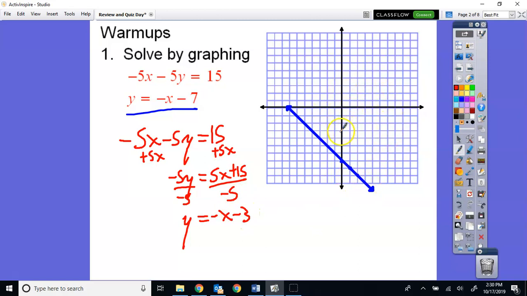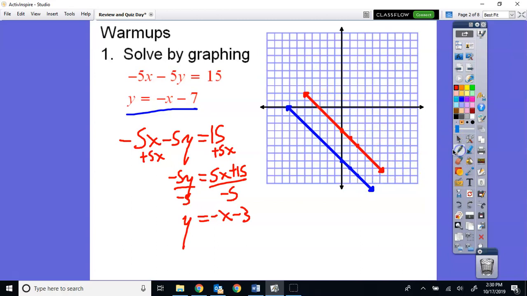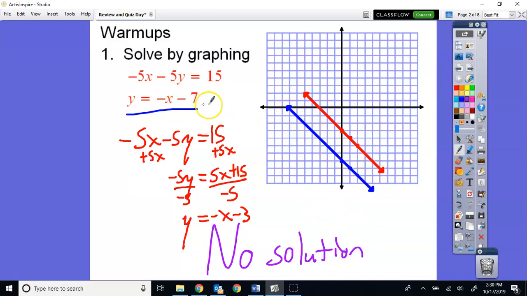So notice on that one, you begin at -3, and then you move down 1 over 1, and that gives you the same slope and a different y-intercept, so that gives you two lines that are parallel to each other. And parallel lines do not touch. So what would be the solution? There would be no solution for this system. It doesn't mean the points on the blue line don't work for this one. It just means that there's no solution that works for both equations.